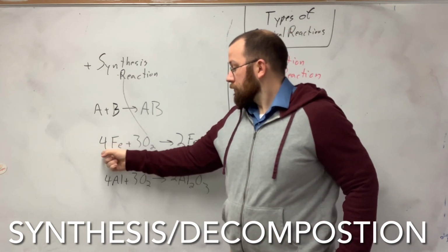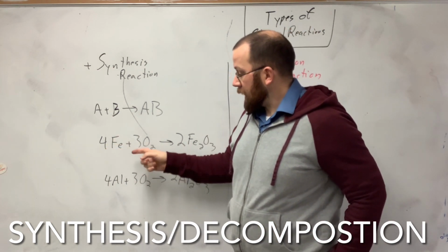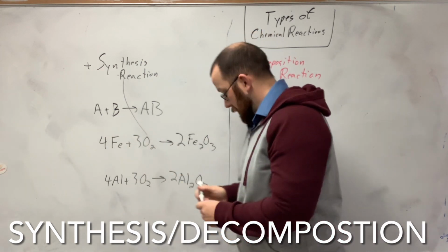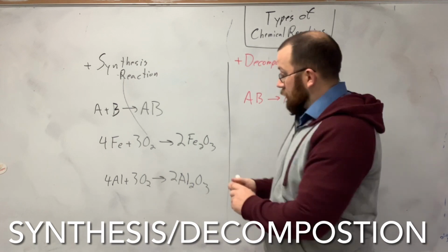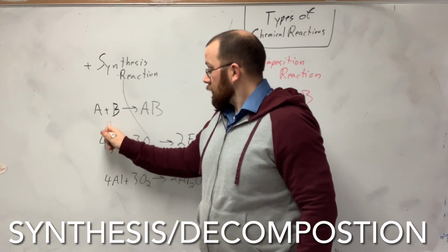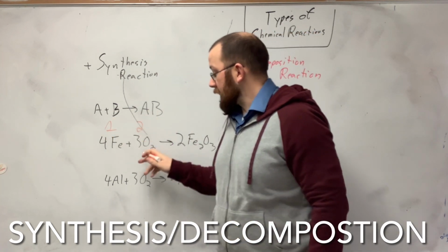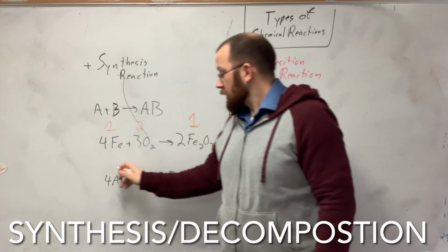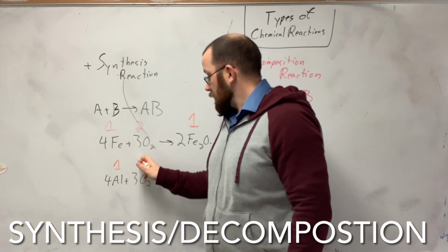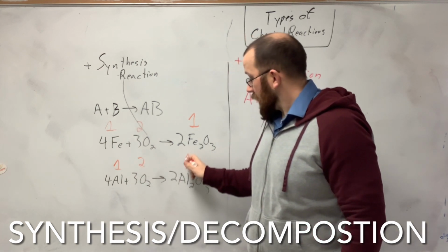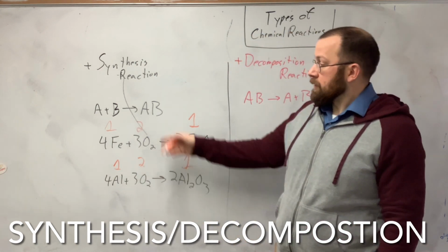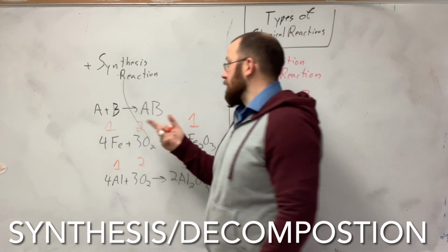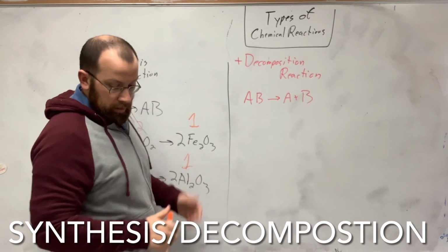So we have two reactants. Let me use a different color. So I have one and two reactants, but then I only have one product. All right? One reactant, two reactant, one product. So that's synthesis, taking two different substances and combining them together, two or more.